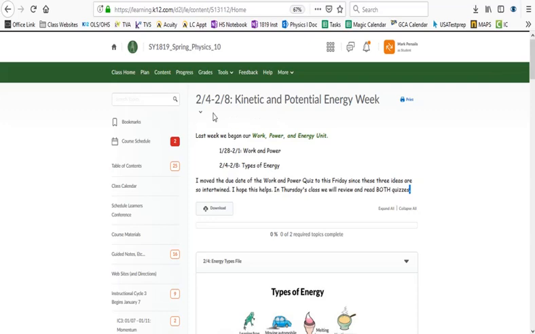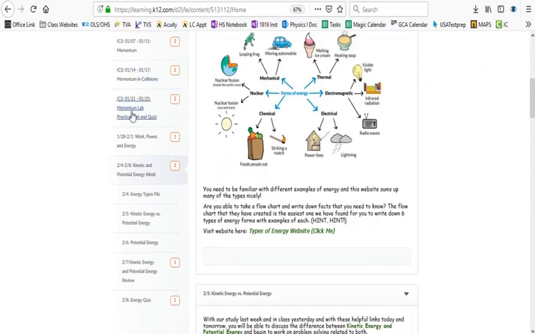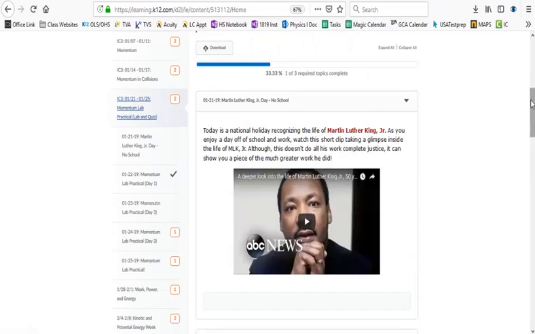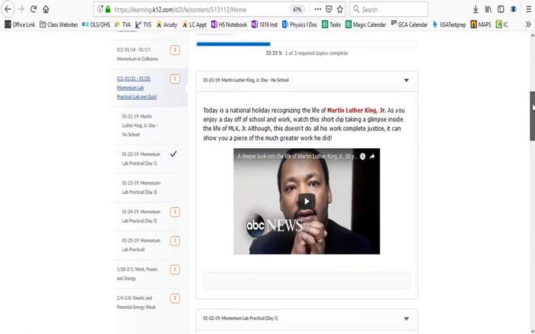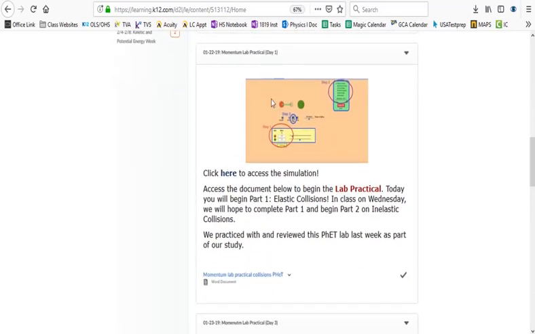All right, well, this week is Kinetic and Potential Energy Week. It is today, it happens to be February 7th. So right here in the middle of Physics 1 on the content page, the first thing you need to do is scroll down to the Momentum Lab Practical, over here on the left, and click on that, January 21st through the 25th. That Monday was Martin Luther King Day. And that Tuesday, we began the lab practical.